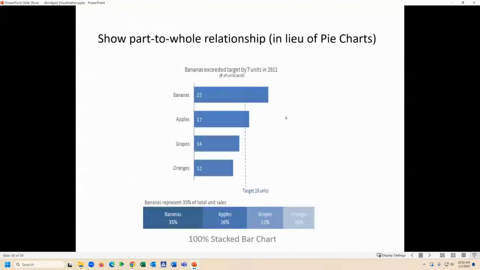In lieu of pie charts, you can use a bar chart. It is a far better way to convey information. And here's a stacked bar chart where you can take that and put it all in one bar. But stacked bar charts you have to be really careful with, because, in fact, I would say almost never use them.